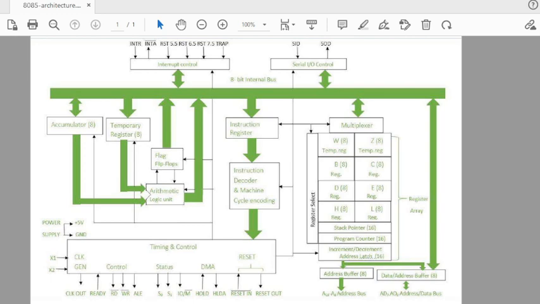INTA bar is not an interrupt. It is an acknowledgement signal that yes, the microprocessor is entertaining the interrupt signal.